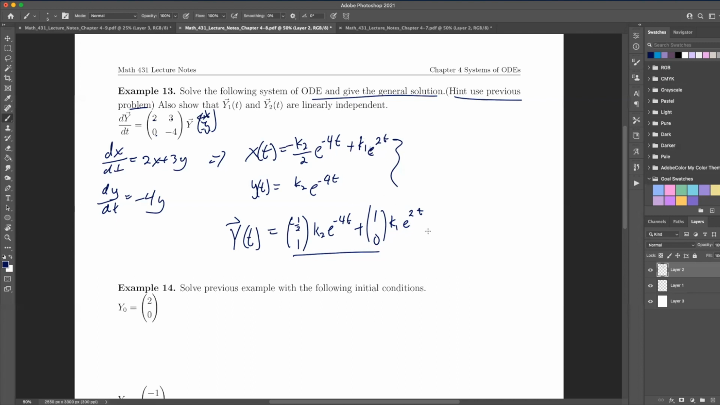Now, the real easy part: is this linearly independent? Yes, this vector is linearly independent from that vector, right? This vector is not a multiple of that vector. And so let's learn how to plug some stuff in.